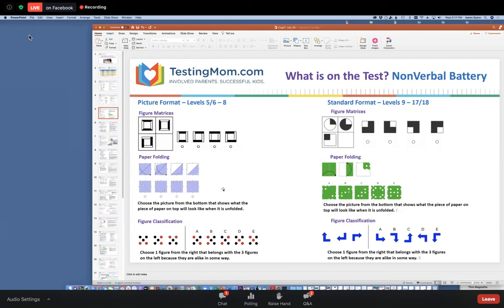And then paper folding, what this is, it's easier for younger kids, harder for older kids. It's a diagram of a piece of paper that gets folded either in half or sometimes diagonally. Sometimes it's folded again. And you have to decide what it's going to look like when it's unfolded. And in this case, this is our answer right here when we unfold it.